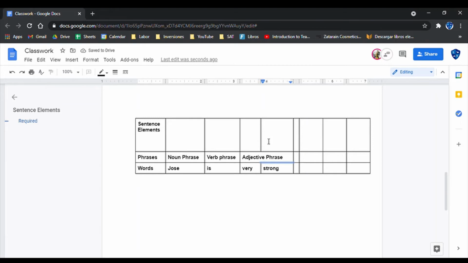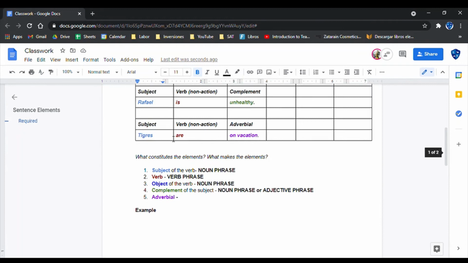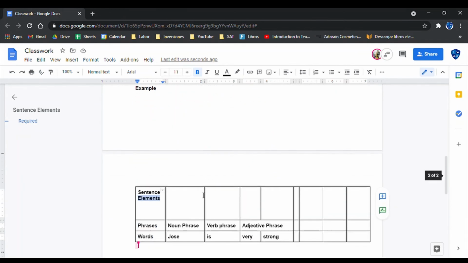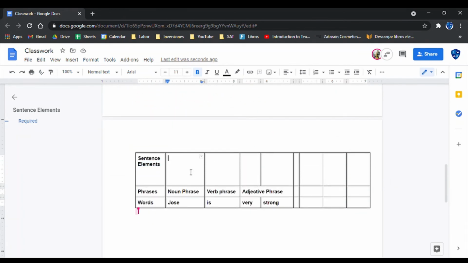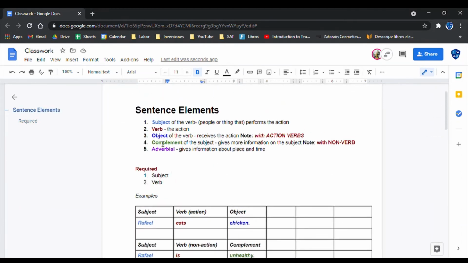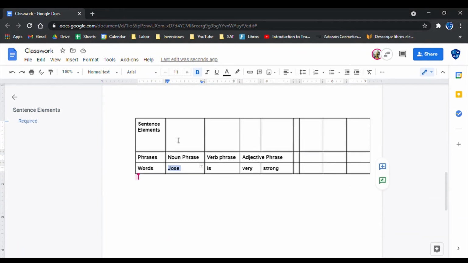Okay. So what are the elements? We already know the phrases. Jose is a what? In sentence elements. Again, sorry. Jose is what? Which one is Jose? The subject. And this is the verb phrase or the verb? Well, in the elements, it's the verb. In the phrases, it's the verb phrase. Okay.